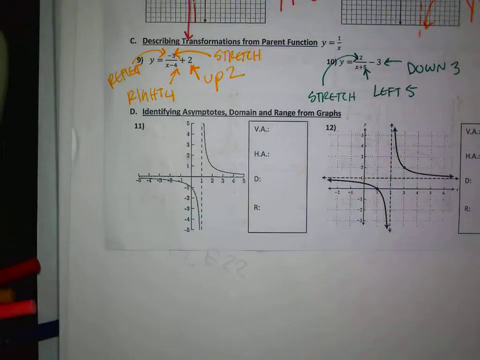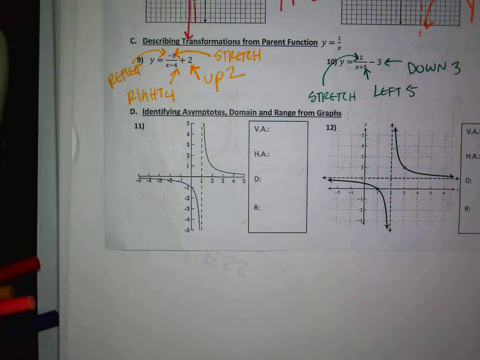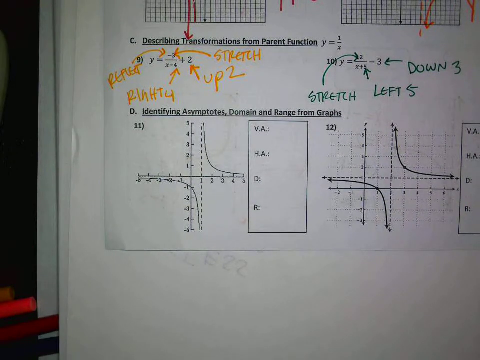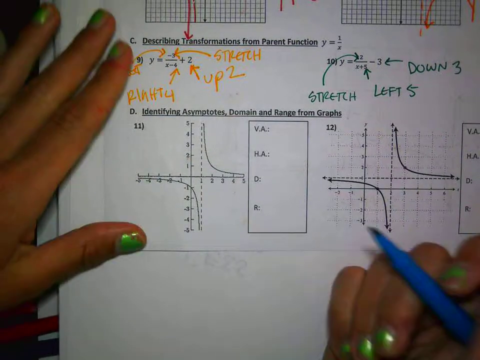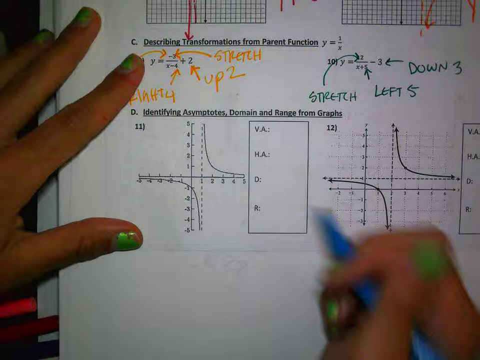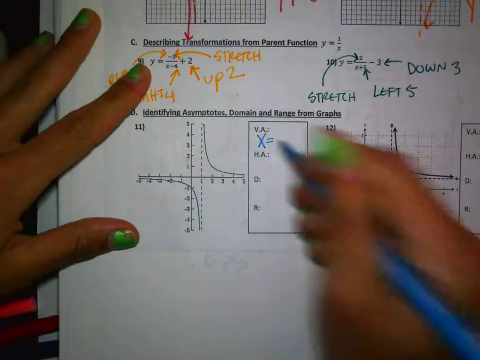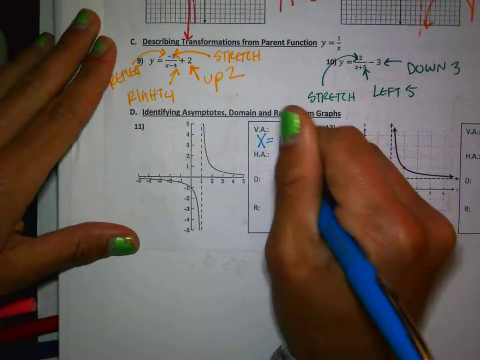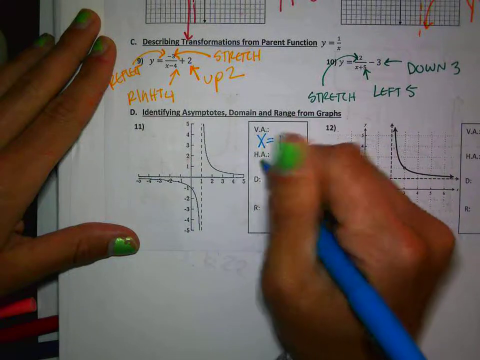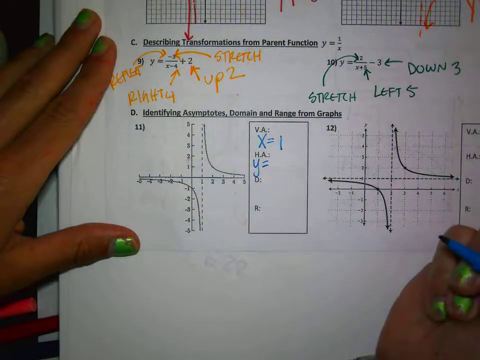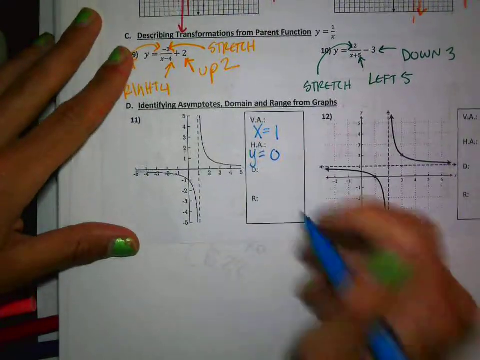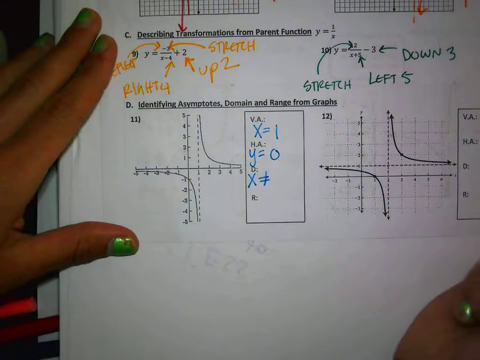All right, one last part and then we're done for the day. Part D says identifying the asymptotes, domain, and range from the graph. So I'm giving you the graph. We've got to find the asymptotes. So Gip, where's my vertical asymptote at? 1. Evelyn, where's my horizontal asymptote at? 0. Angie, for the domain, what is the only value x cannot be?